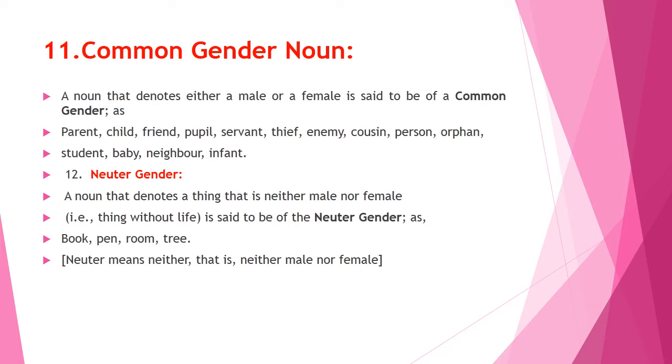And the next type of noun is called neuter gender. A noun that denotes a thing that is neither male nor female is said to be of the neuter gender. For example, book, pen, room, tree. Neuter means neither. It means neither male nor female. So these words are categorized neither in the female nor the male category.